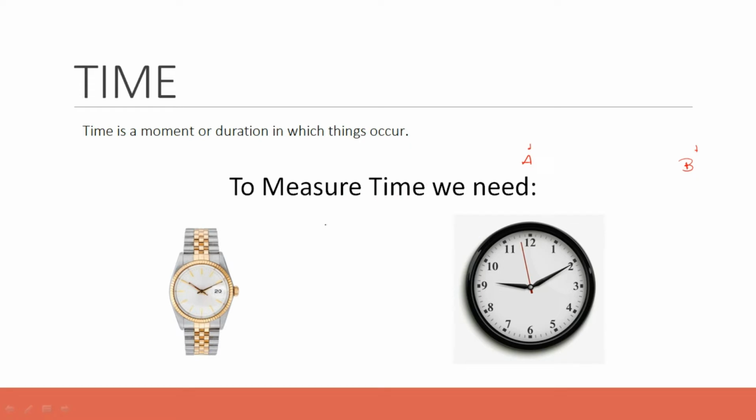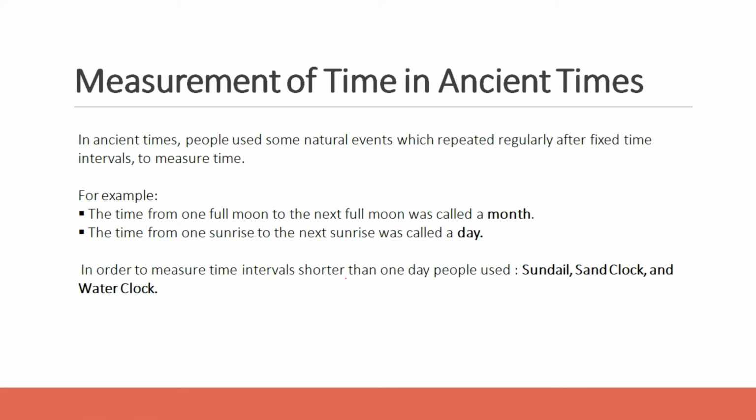And to measure the time, we need watches and also we need clocks. But nowadays we have stopwatches and we have wristwatches also. So these are the instruments which are used to measure the time. But do you know, in the ancient time, when these watches were not developed, when the clocks were not there, how the people used to see the time? So we will learn about that.